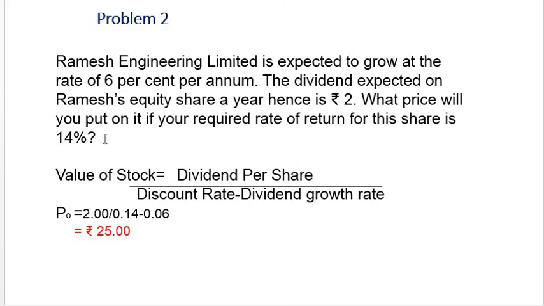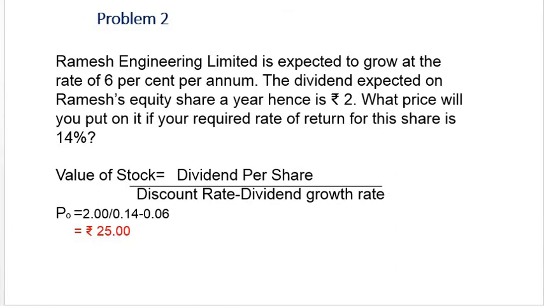And what is the expected rate they have? 14%, that is 14 by 100, minus 6%, that is 6 by 100. So 2 divided by 0.14 minus 0.06. Okay, that is 0.08. 2 divided by 0.08, you will get rupees 25. That is the value of stock as per the discounted rate what we are going to consider. Okay students, this is once again a simple problem what you have.